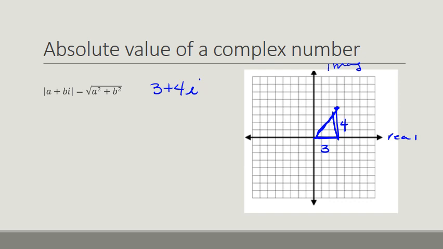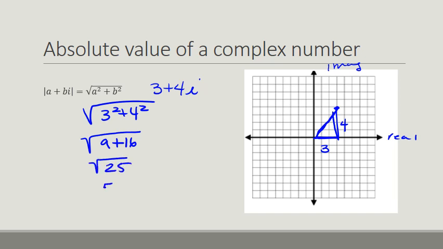So it's just the square root of 3 squared plus 4 squared. So it's 9 plus 16, or the square root of 25, or 5. So the absolute value of this is 5. We're not going to change to decimals. We're going to leave them in simplest radical form if we need to.